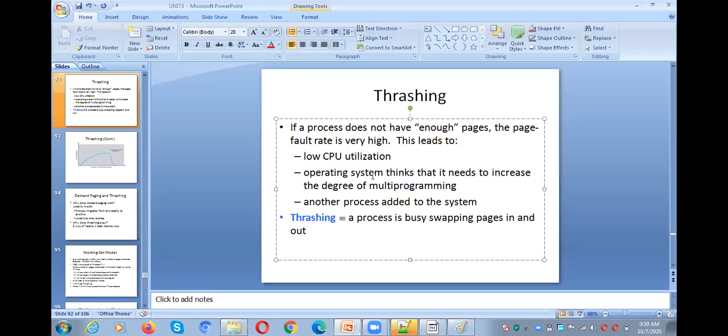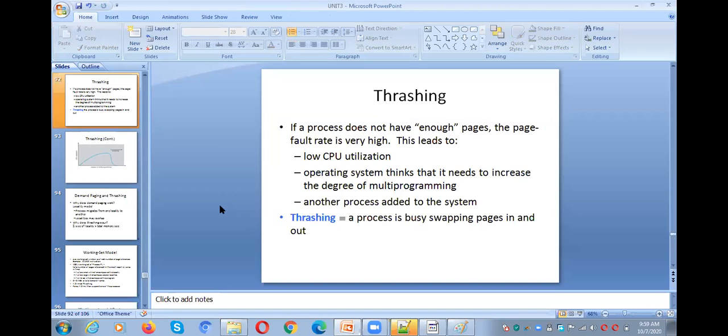Whenever the operating system tries to increase the multi-programming, more processes go into the main memory. If more processes are in the main memory, the frames allocated to a particular process will be reduced. So it is a cycle, right? Because of this problem, thrashing happens. A process is always busy with swapping pages in and out. That means execution time is less and swap in and swap out time is more. That is called thrashing.